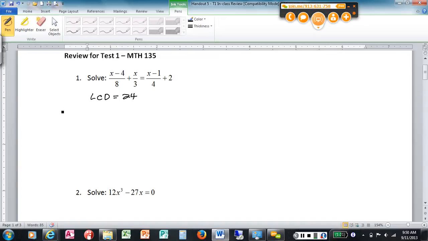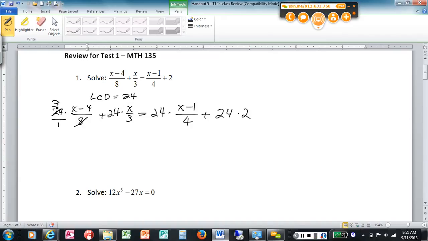And so we take the 24 and multiply it by all the parts. Basically, what we're doing is multiplying both sides by 24. But that's going to in turn mean multiplying all the parts by 24. All right, and so that 24 being 24 over 1, wouldn't that mean on the first one that we cancel the 8 into the 24? And that's going to leave me a 3 times x minus 4.